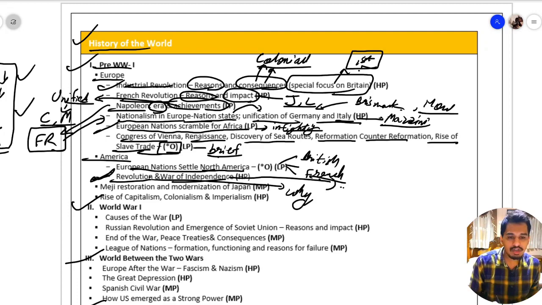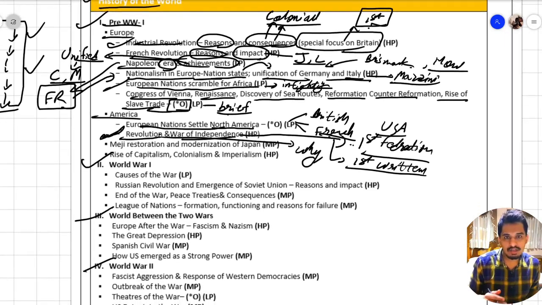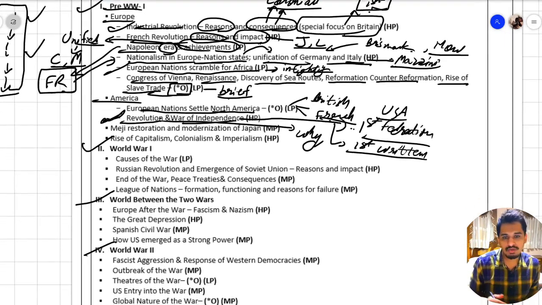The most important significance is that the first federation of the world, that is the United States of America, came into being. Also, it gave the world its first written constitution, which is in use still till the date. The American Constitution is the oldest written constitution which is still in use till date.